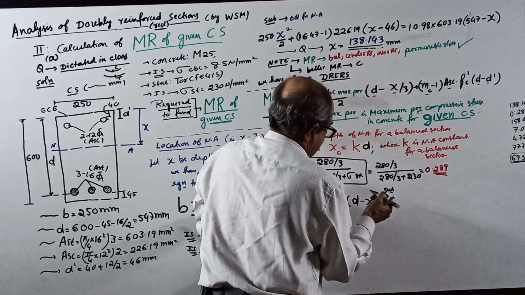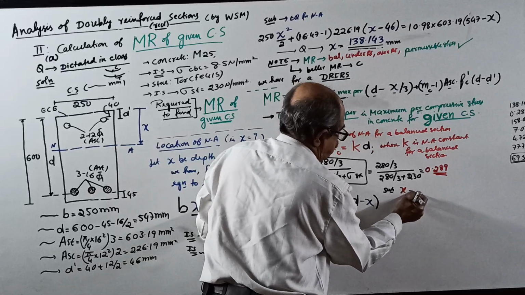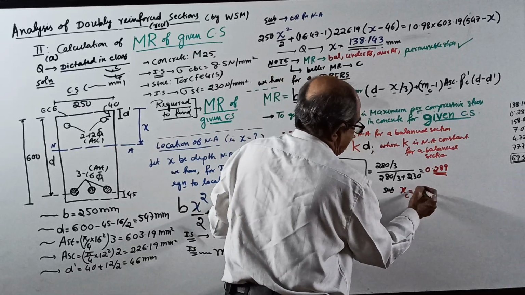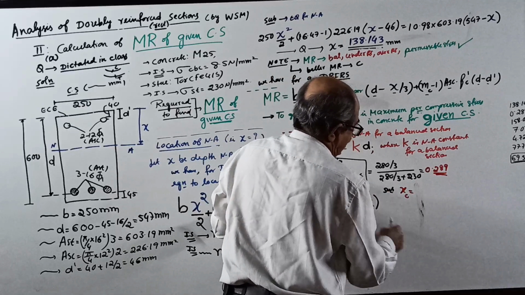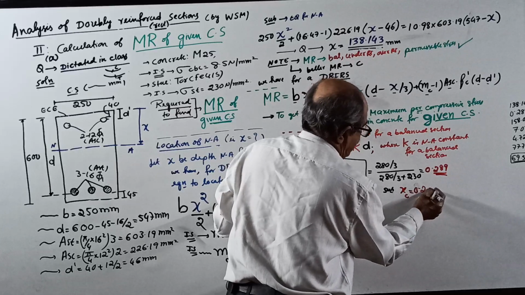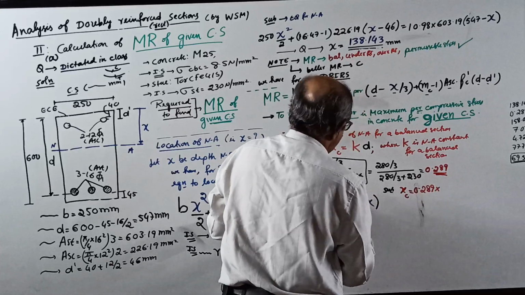Now substituting, XC equal to 0.289 into D. D is 547.